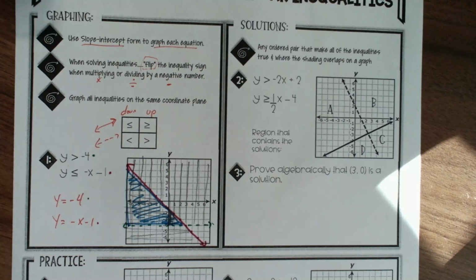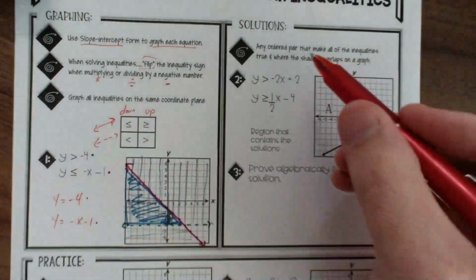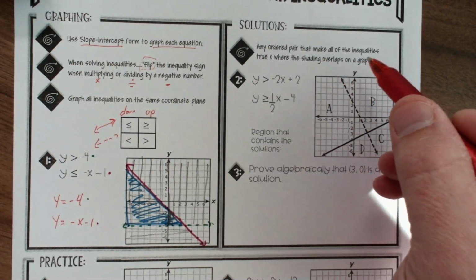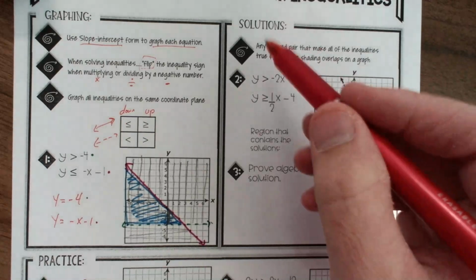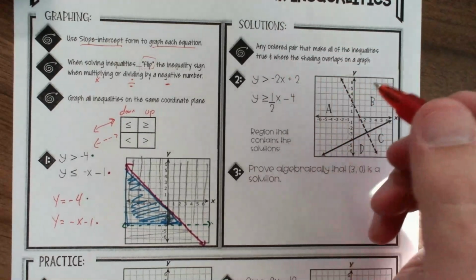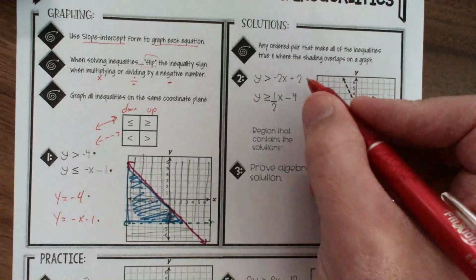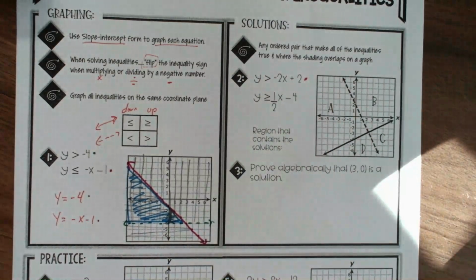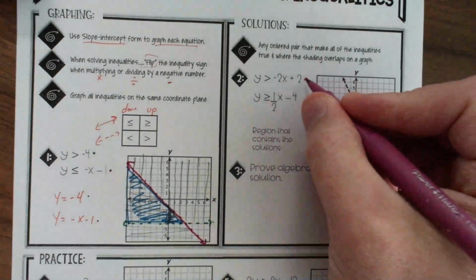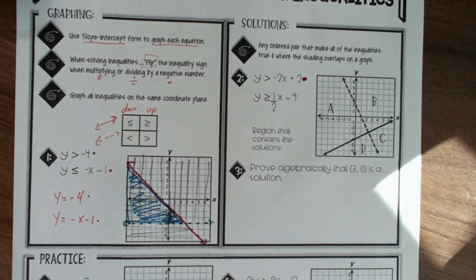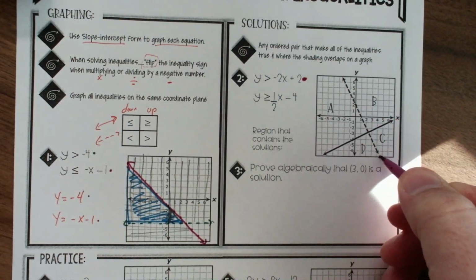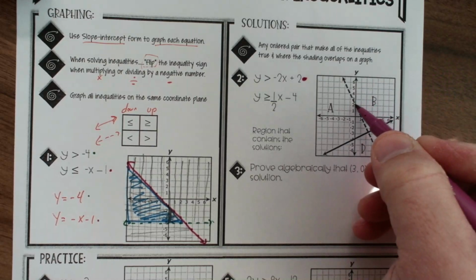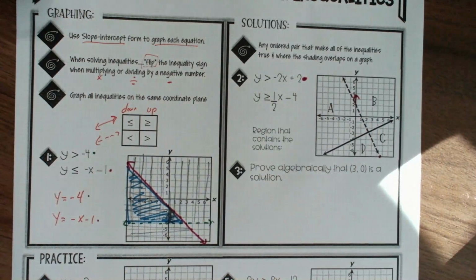When you look at problem number two, it kind of sets up like that. Problem number 2 says any ordered pair that makes all the inequalities true is where the shading overlaps on the graph. Okay, so that's our solutions. So we want all the y values above -2x plus 2. I'm actually going to do this in purple. -2x plus 2 is this line right here, so I want all the y values above it. I'm going to draw a little arrow that's going up.